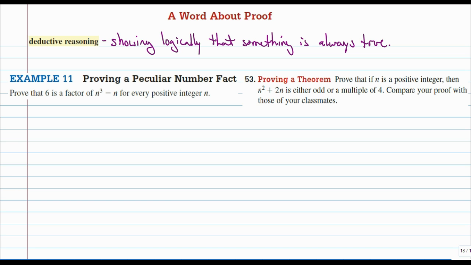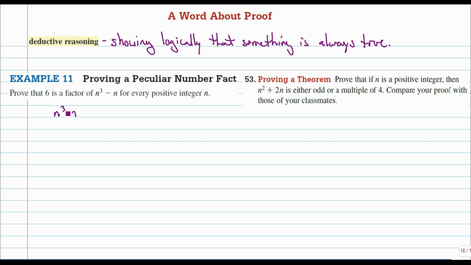The question asks us to prove that the number 6 is a factor of any number cubed minus itself for every positive integer n. In other words, 5 cubed minus 5, 6 cubed minus 6, 7 cubed minus 7, 8 cubed minus 8. Your book in example 11 has a chart of all these numbers that are cubed minus themselves. I'm leaving that out because I want this to be more abstract. I want you to understand what proving actually means. First, I'm going to pick apart n cubed minus n and look at what it's made up of.